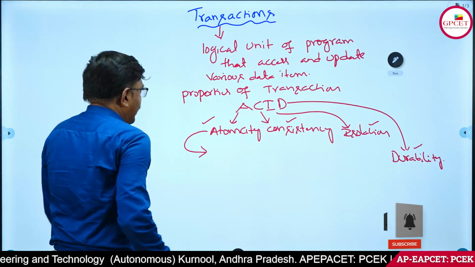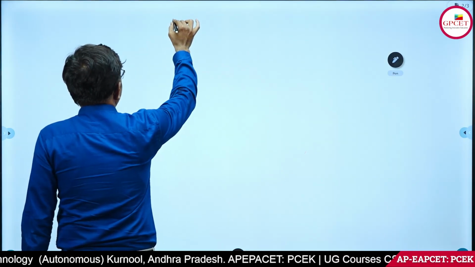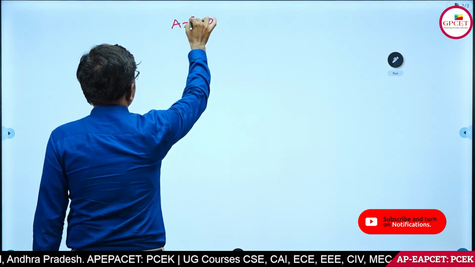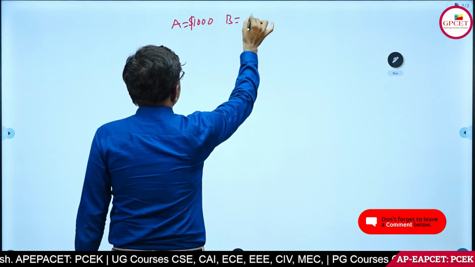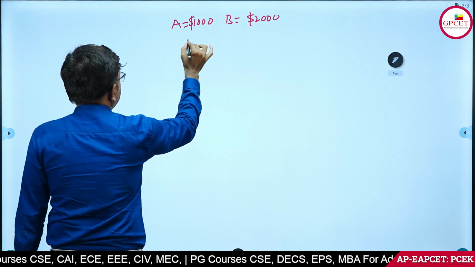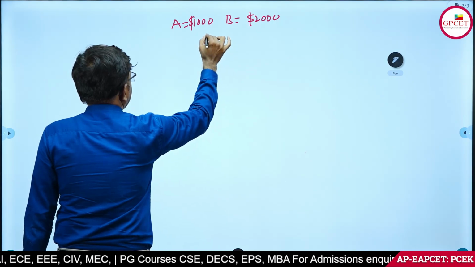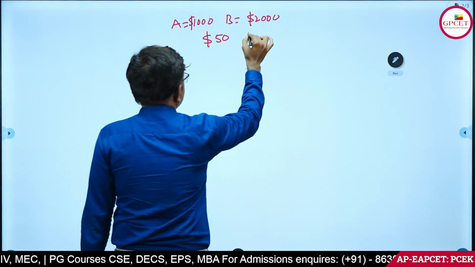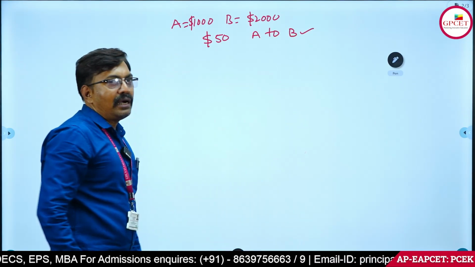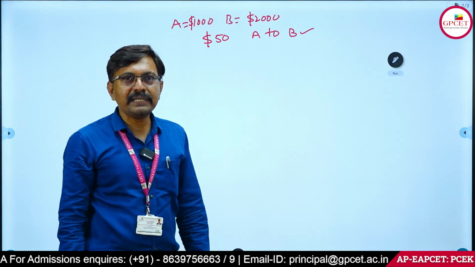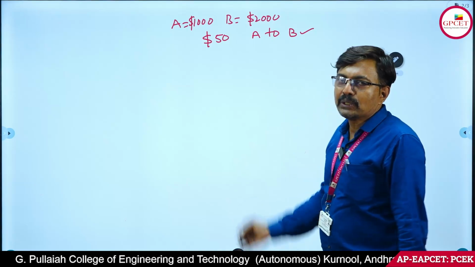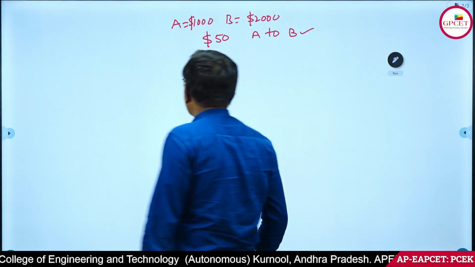Let's look at atomicity. Observe here: account A has $1,000, and account B has $2,000. We transfer $50 from account A to account B. What is the simple pseudocode?